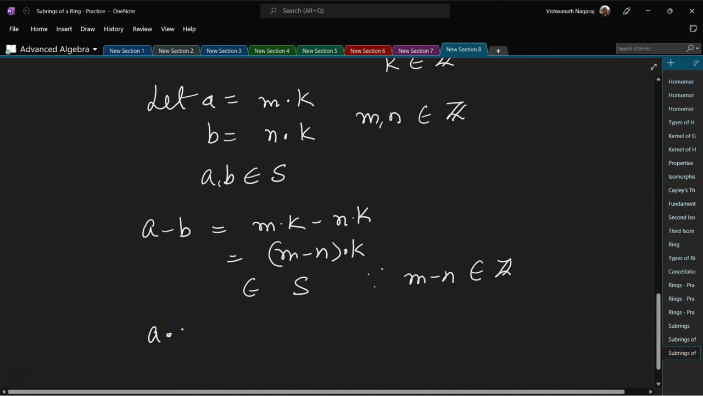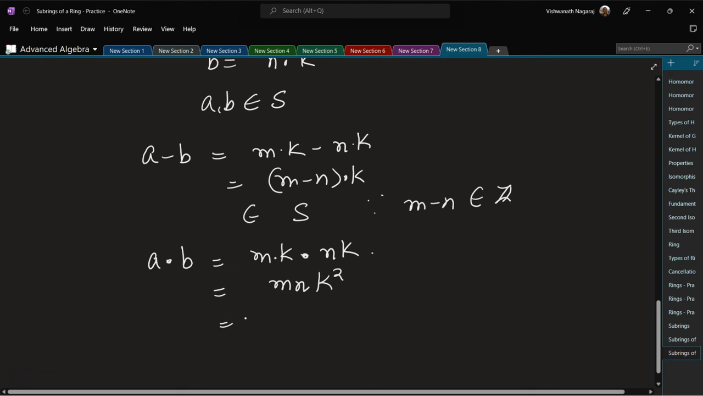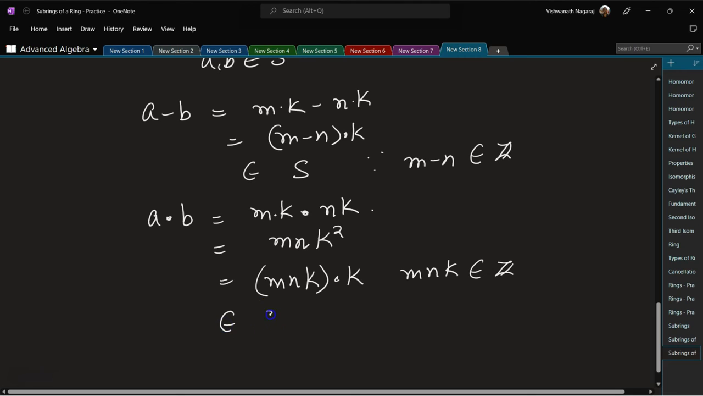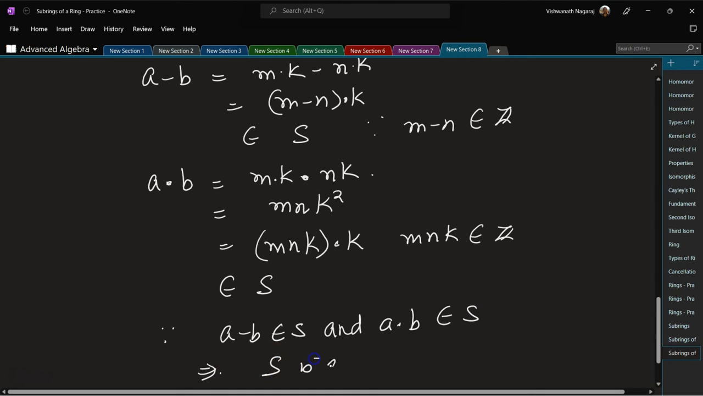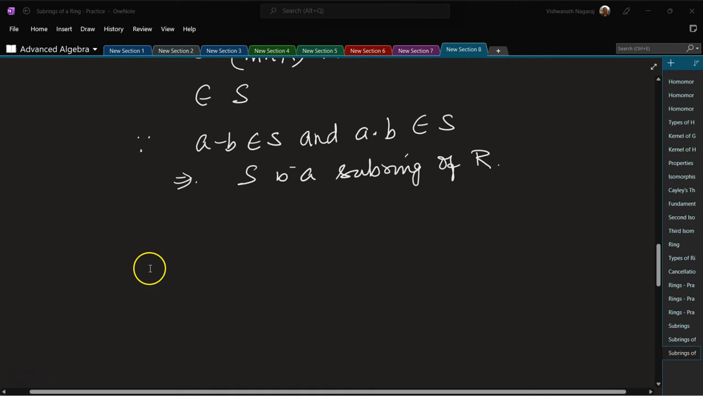Okay, now let's look at the product. A times B would be mk times nk, which can be written as mn k squared. But this can be written as mnk times k, right? And here mnk belongs to the set of integers. So therefore, this belongs to S. So therefore, since A minus B belongs to S and A times B belongs to S, this implies that S is a subring of R. Okay, so that is the second problem. Now let's look at the third one.